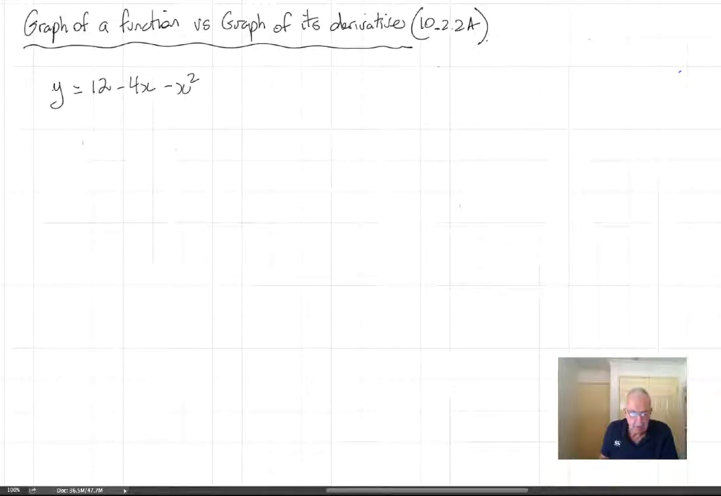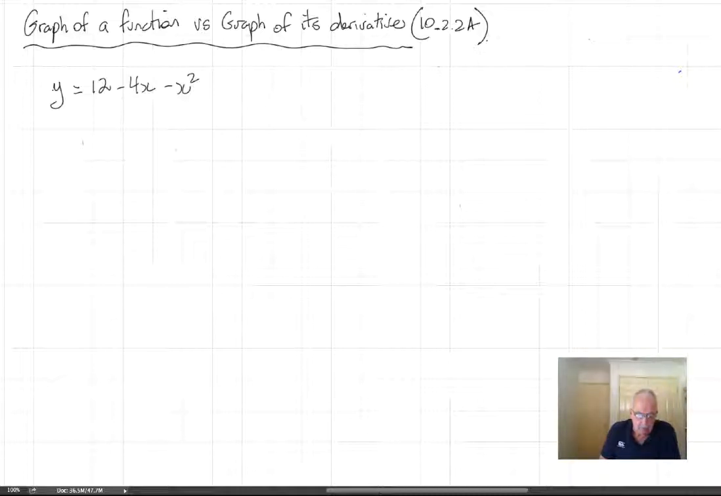I think it's important to get a concept of how the derivative of a function fits in with the actual function itself. So I'm going to graph both. I'm going to graph a function and then graph its derivative, and you can see some quite interesting things about it. Let's have a look here.